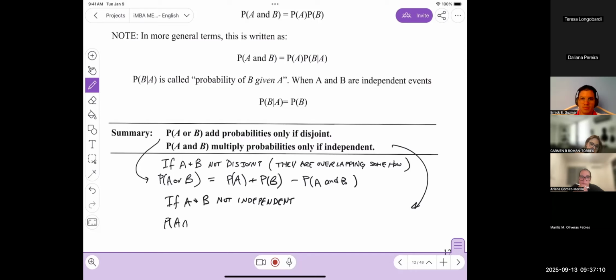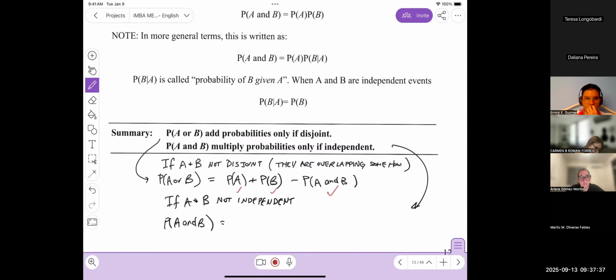So what if A and B are not independent? What is the answer? How do I solve that? Oh, let me go back one bit. So to finally answer A or B, if they are overlapping, not disjoint, I have to know A's probability, I have to know B's probability, and I need to know their intersection because they're overlapping.